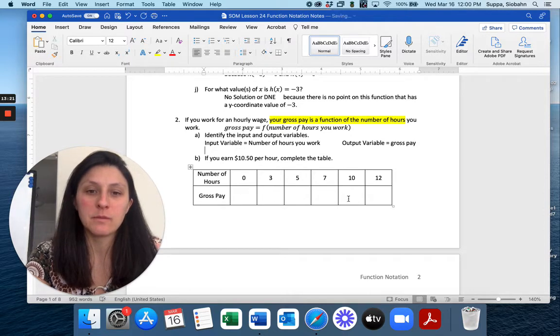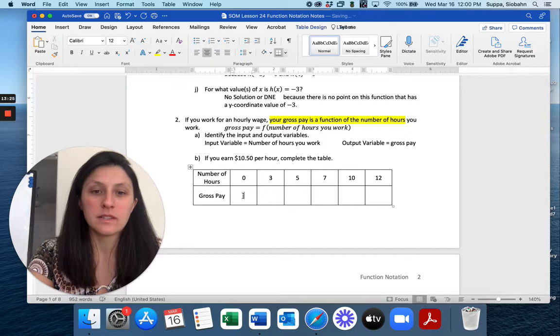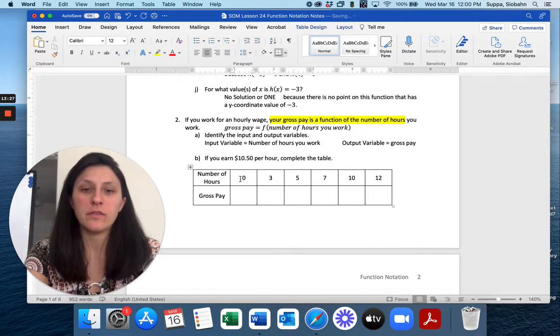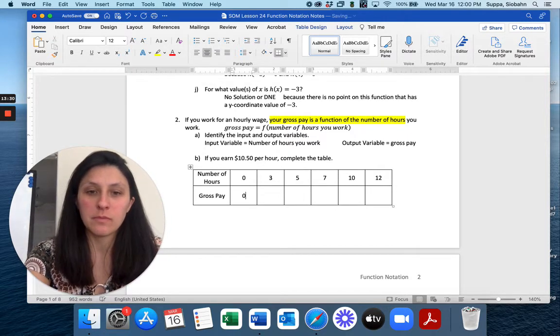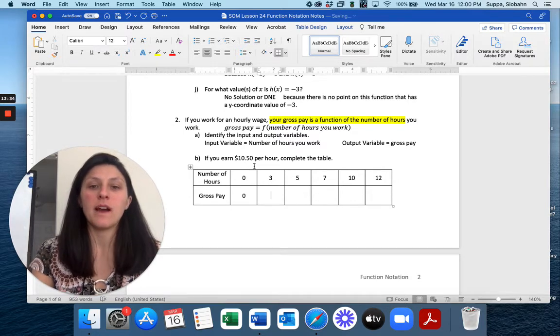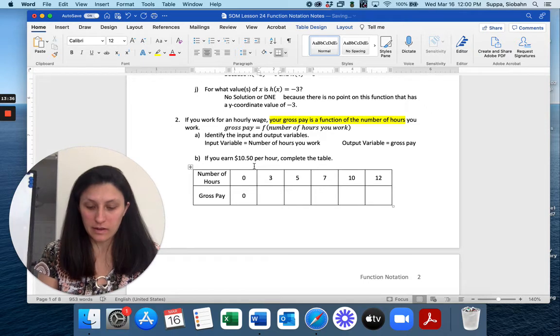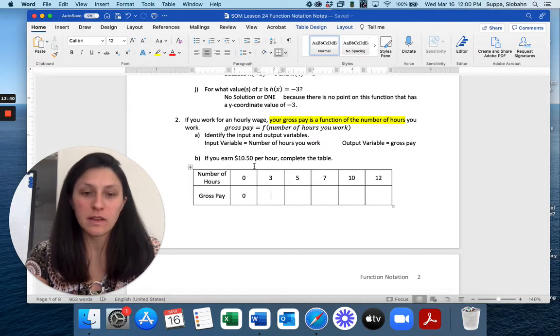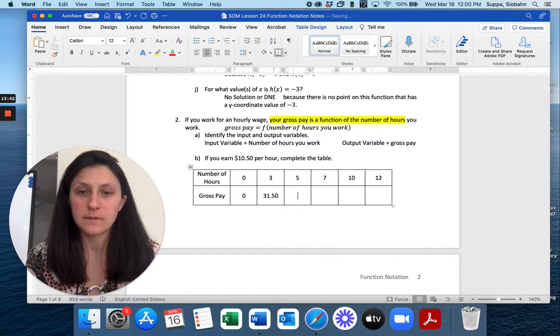Let's complete this table together. If you earn $10.50 per hour, go ahead and complete this table. So if you work 0 hours, then you should make nothing, right? If you work 3 hours and you earn $10.50 per hour, I'm just going to do in my calculator $10.50 times 3 hours, and so you would make $31.50.